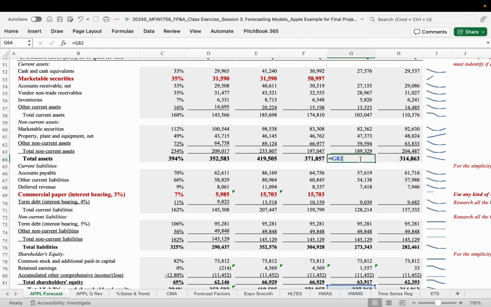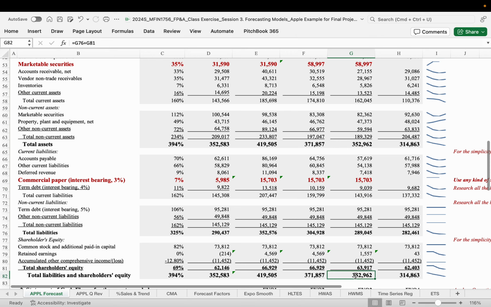Then let's continue. So this is not the answer yet. Oh, first we have to start from the prior balance of the quarter, right? And then I think is this correct?